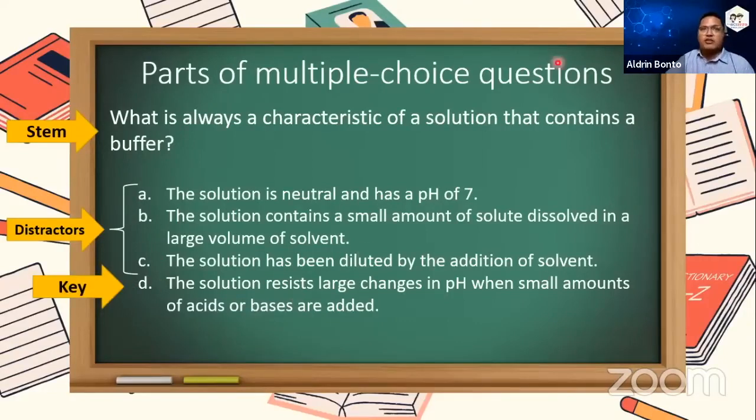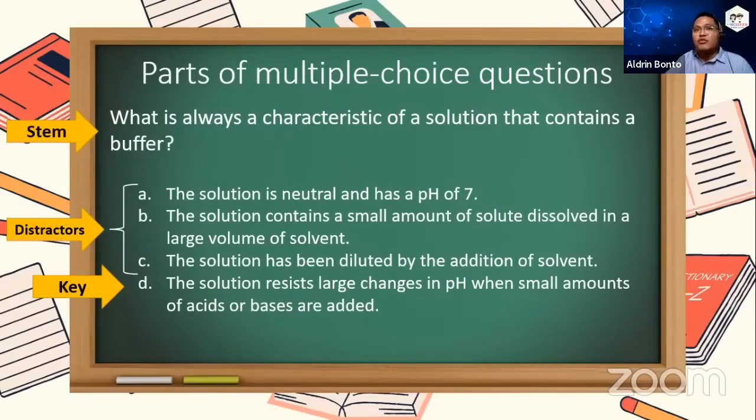So here in this question, the correct answer is letter D. It says the solution resists large changes in pH when small amounts of acid and bases are added. Most, not most, all of my examples are chemistry based because I'm a chemistry major.